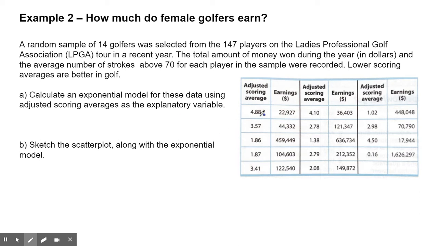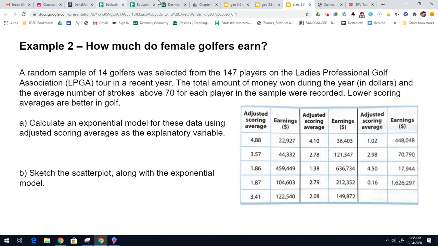Again, lower scores are more important. So the lower the adjusted score average, the higher the earnings should be. You see that 4s and 3s only earn tens of thousands, whereas 1s earn hundreds of thousands. So be aware of that. I'm going to take a picture of this, and we're going to use the two quantitative stats applet to input this data. Use adjusted scoring average as your explanatory, and earnings is your response. So let me go to the stats applet.